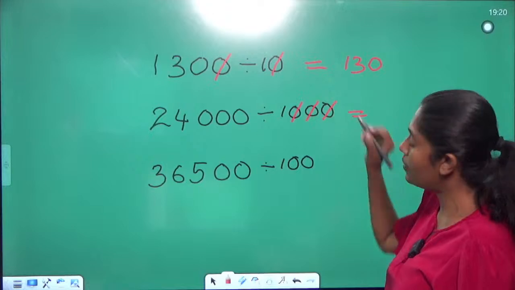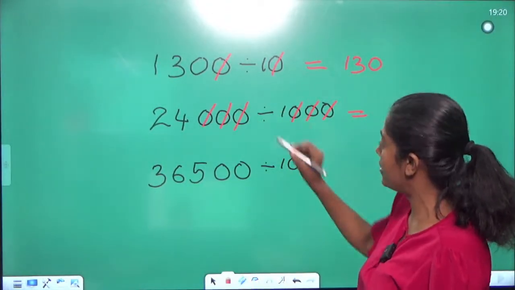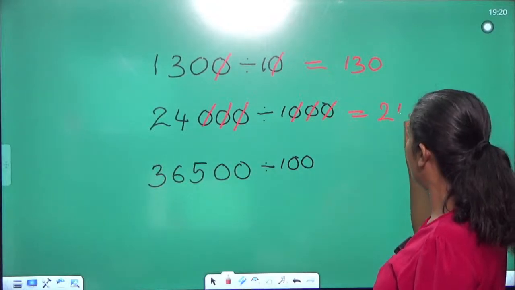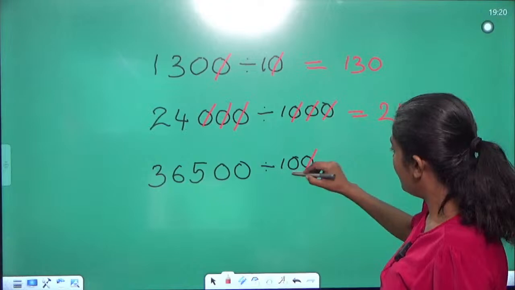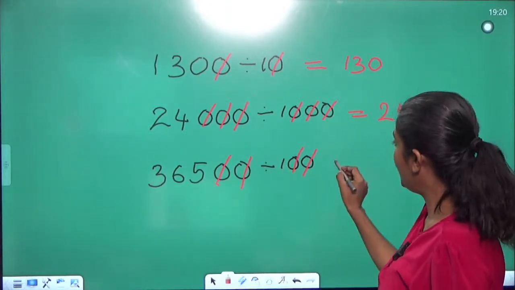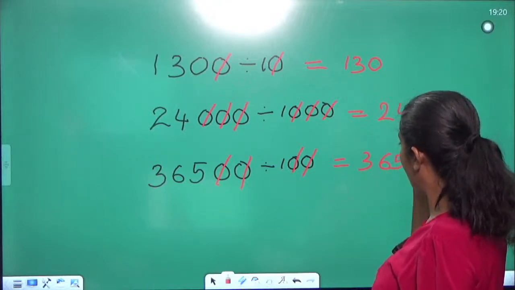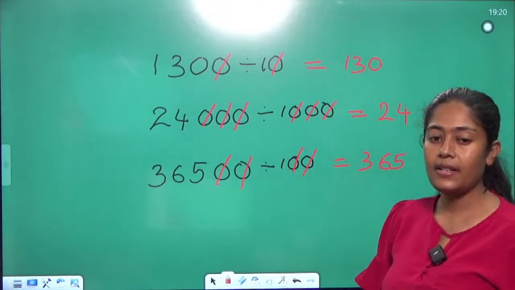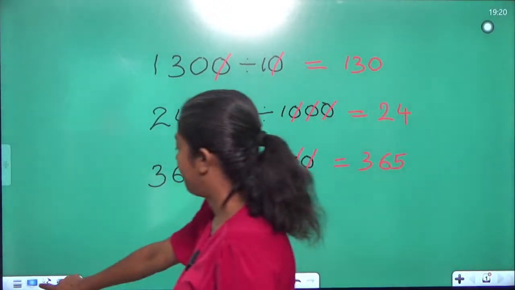So you have to remove those 3 zeros. Then the answer is 24. Right. Final one. You have to remove 2 zeros. Then the answer should be 365. Yes. Okay. Right. Shall we move to the next part?